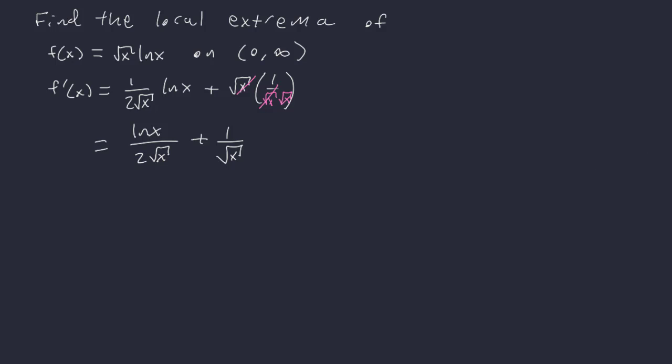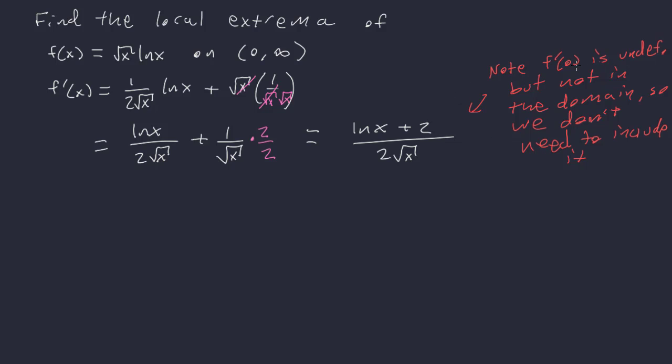So we almost have a common denominator. All we have to do is multiply by 2 over 2 to get it. So now we have the natural log of x plus 2, all over 2 root x. Now, just looking at this, of course, 0 is going to cause this to be undefined. However, that's not a critical point. It's not even in our domain. So yes, f prime of 0 is undefined, but that's not in the domain, so we don't need to include it in our analysis.